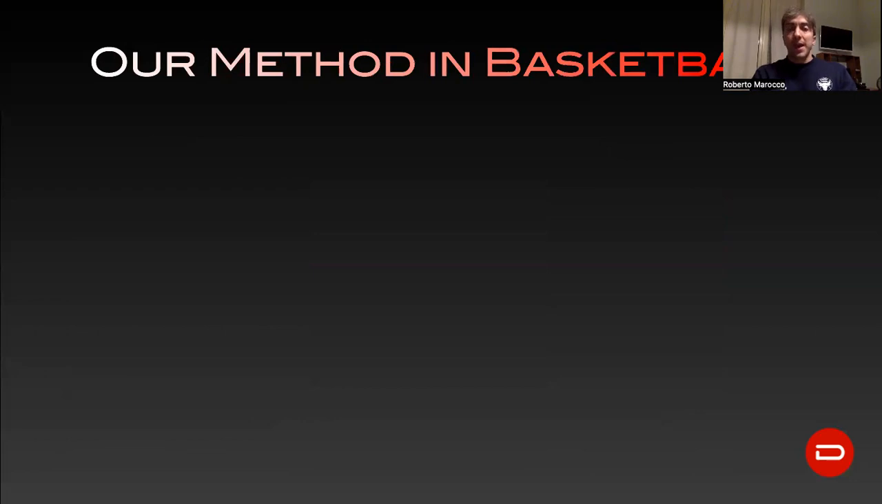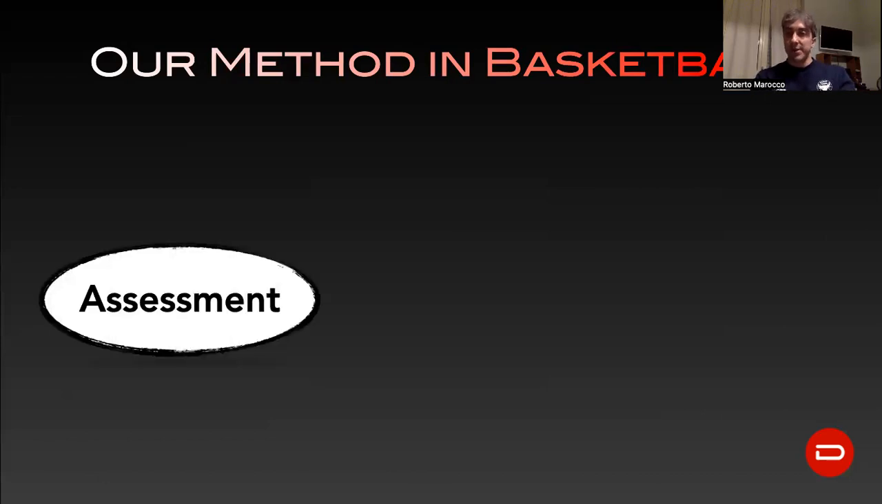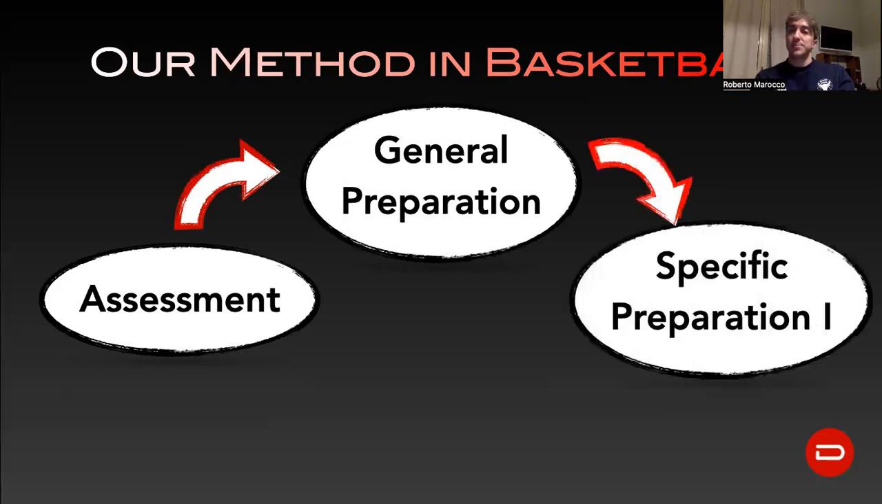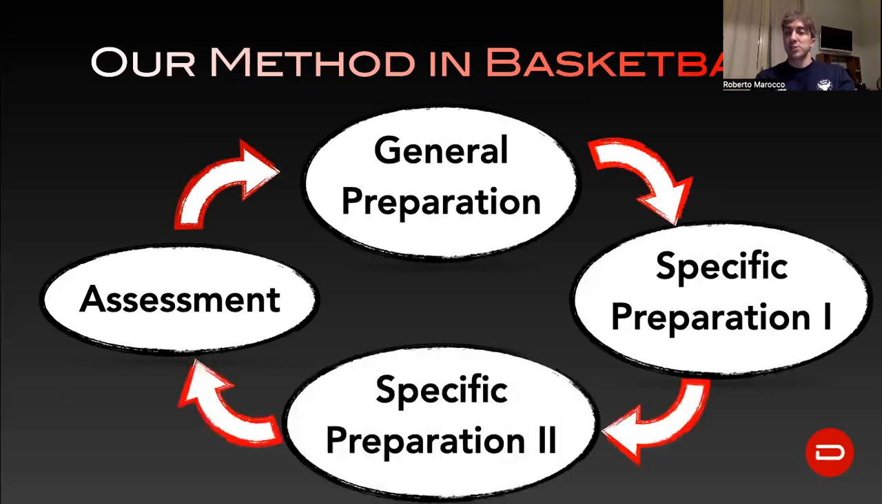Now I want to explain which method we use in basketball. It is divided into 4 different phases. The first one is the assessment. Then we move to a general preparation, and then the last 2 are specific preparation part 1 and specific preparation part 2. Then we assess our players again.